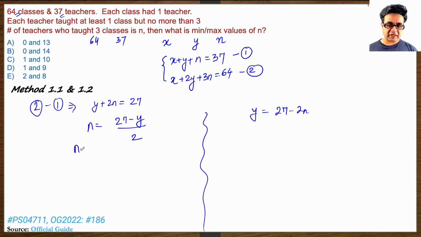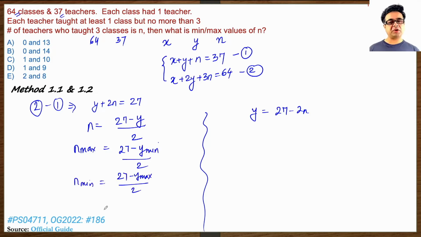So we know that n max would be possible when we have y as minimum, and n minimum when we have y as maximum. Now, what is the minimum possible value of y? There could be 0 teachers teaching 2 classes, and there could be x teachers teaching 1 class only, and then n teachers teaching 3 classes only and 0 teachers teaching 2 classes. So it is possible that y minimum is 0.